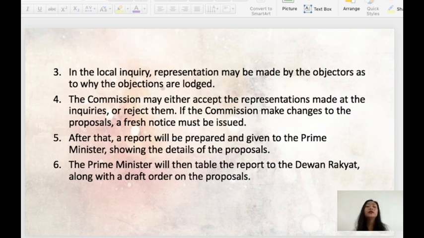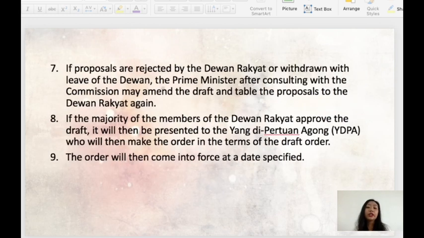If the proposals are rejected by the Dewan Rakyat or withdrawn with leave of the Dewan, the Prime Minister, after consulting with the Commission, may amend the draft and table the proposals to the Dewan Rakyat again. If the majority of the members of the Dewan Rakyat approve the draft, it will then be presented to the Yang Dipertuan Agong, who will then make the order in terms of the draft order. The order will then come into force at the date specified.